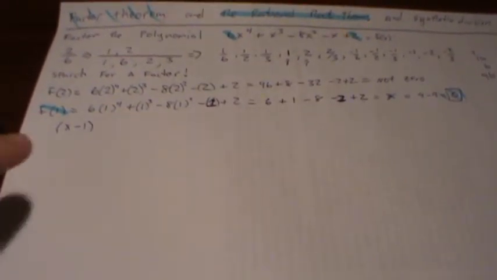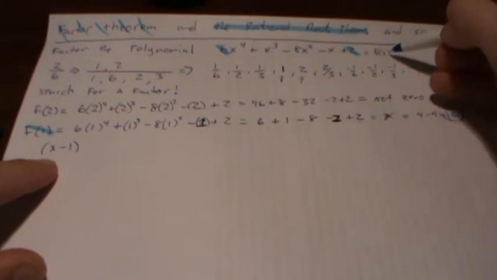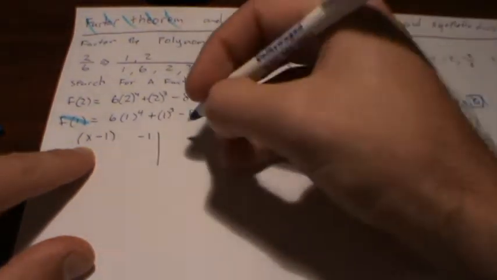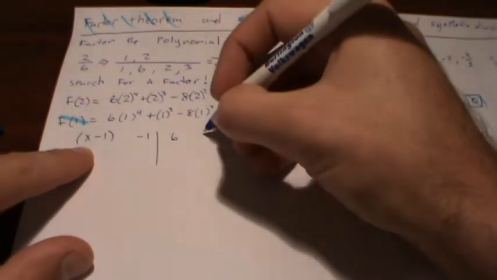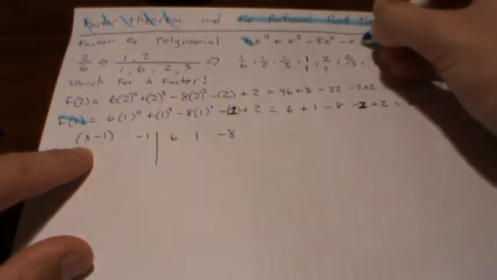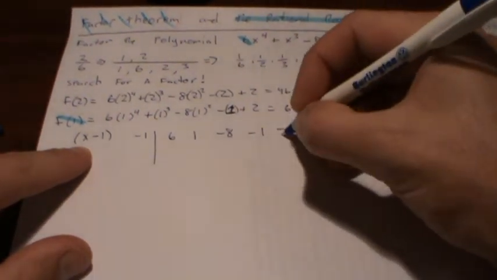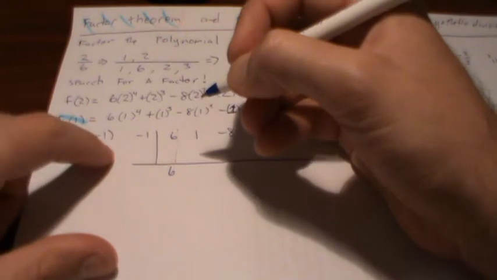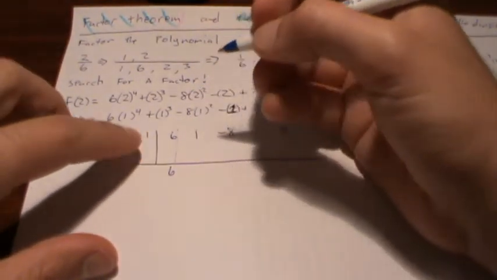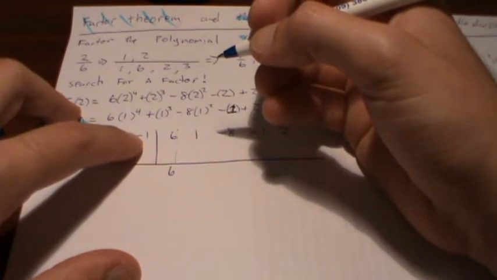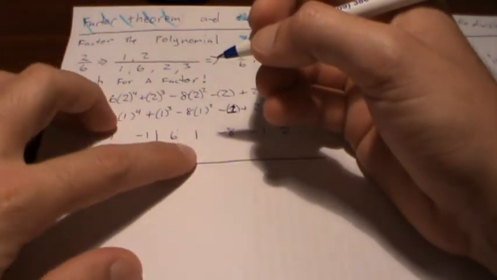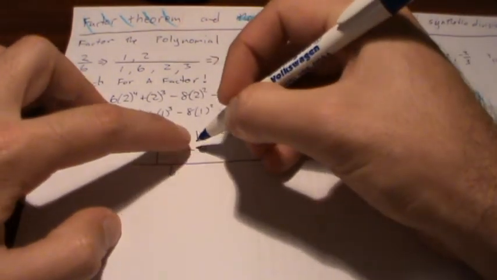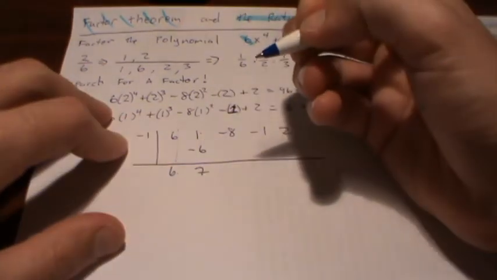So we're trying to get a factor of x minus 1 out of this polynomial. And so what I do is I write a 1, draw a little line like this, and then I write the coefficients. 6, 1, negative 8, negative 1, and 2. Okay? Then I drop this down for a 6. Then I take this value, multiply it here and there. So a negative 1 times a 6 is a negative 6. Then I subtract. 1 minus a negative 6 is 7.